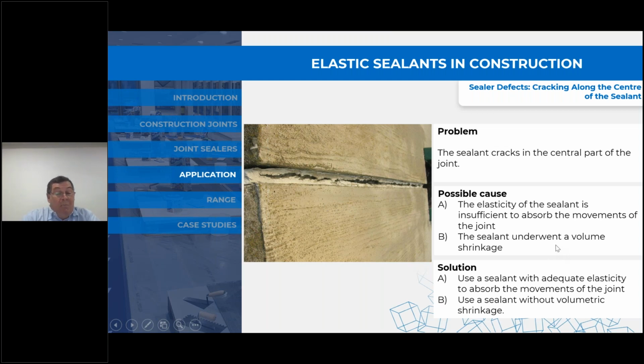The sealant also may have undergone a volume shrinkage. Some sealants can have quite significant shrinkage, can be up to 10, 15, maybe even 20% in some cases. So it immediately puts the joint into a dumbbelling or a tension force from the outset, and that tends to rapidly deteriorate the bond over time. So the solution here is to use a sealant with adequate elasticity to absorb the movement of the joint, and also to use a sealant without volumetric shrinkage.